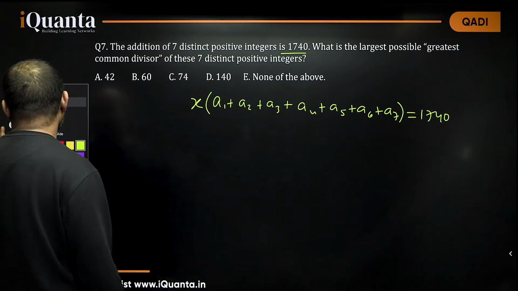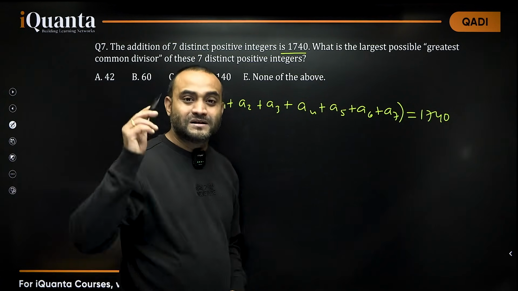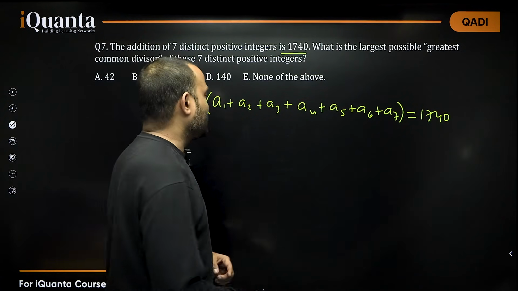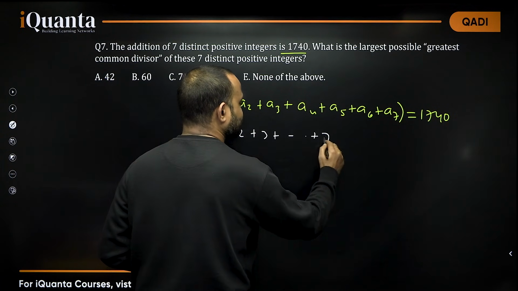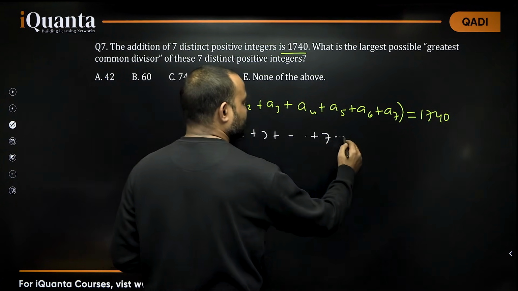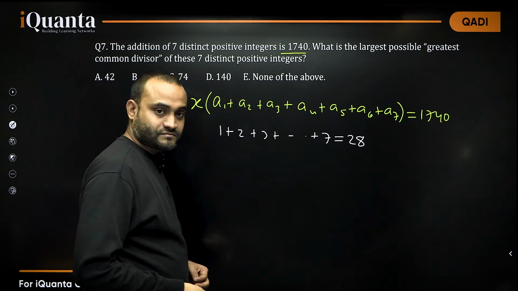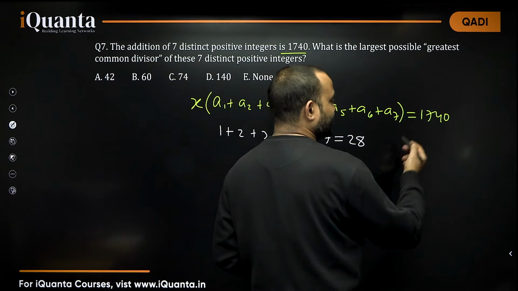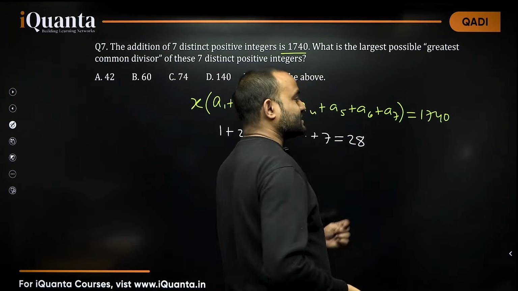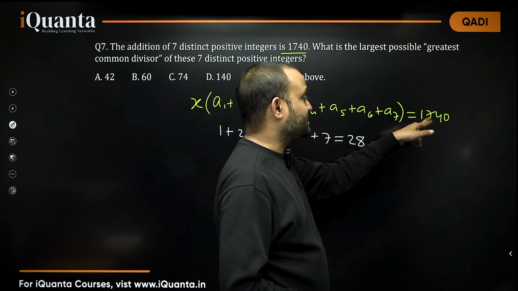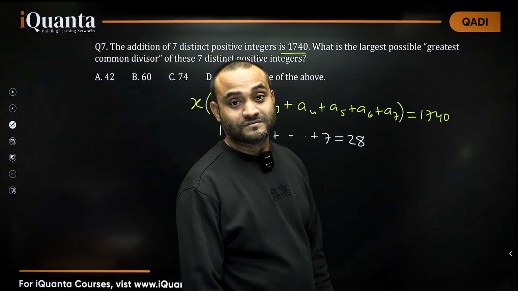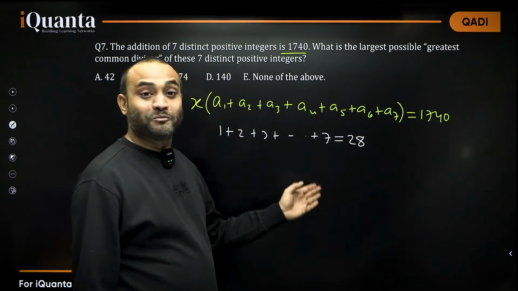What will be the minimum value of 7 positive integers? If I take all of them as minimum, 1 plus 2 plus 3 till 7, right? But this is equal to 28. If you try dividing 1740 by 28, this is divisible by 4, but if you divide this by 7, it is not divisible by 7. So we cannot take this combination.